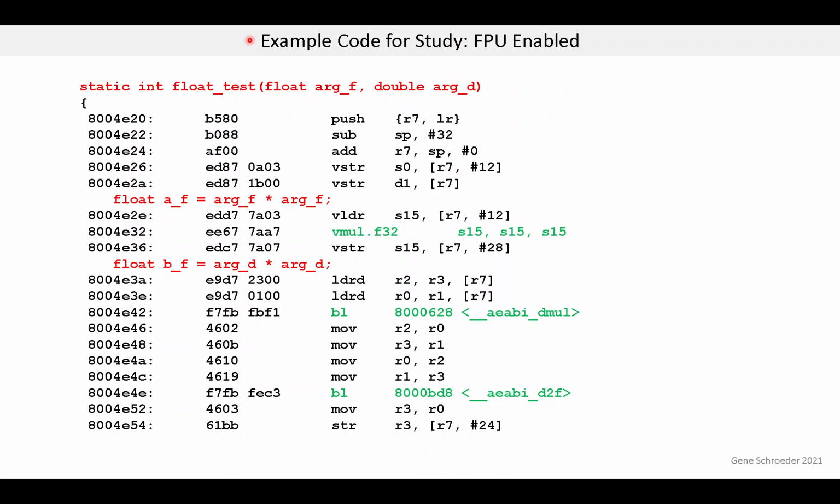So this is the first slide of the generated code. And we're looking at the case where the FPU is enabled. The lines of C I have put in red, and the important lines of assembler I've put in green. And these are really the only lines we'll be looking at.